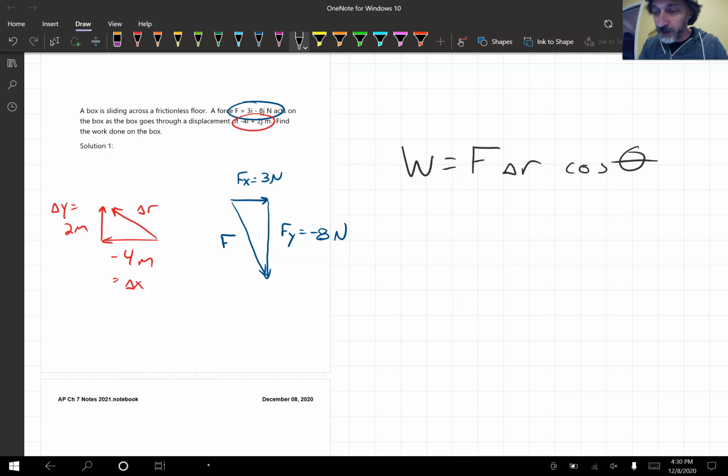So the first thing I need to know is, what is F? Well, F is the magnitude of this hypotenuse here. It's the magnitude of my actual force vector. So if you do the Pythagorean theorem, your F ends up being about 8.54 newtons. I'm going to put that right here, 8.54 newtons, times my displacement. So now I need to know this guy. Again, use the Pythagorean theorem and find that displacement vector. It turns out to be about 4.47 meters.